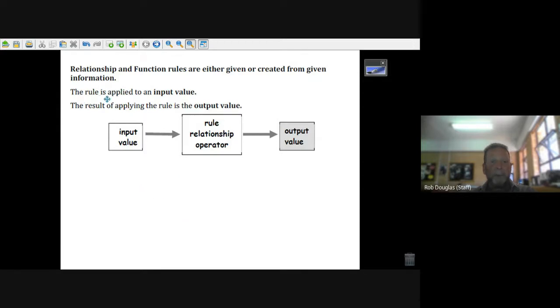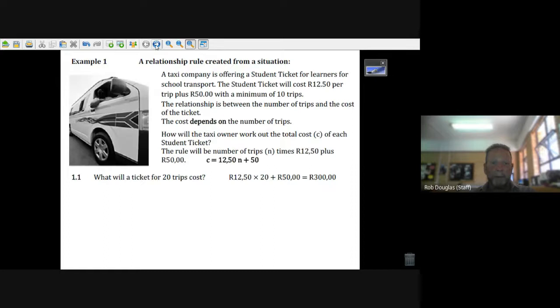So you've got a rule where you've got an input value, something you put in. It goes through some sort of mathematical machine or a rule, a relationship operator is what they call it here, and something comes out. If one thing goes in, one thing goes out, that's what makes it a function. And that's why it's called an output value.